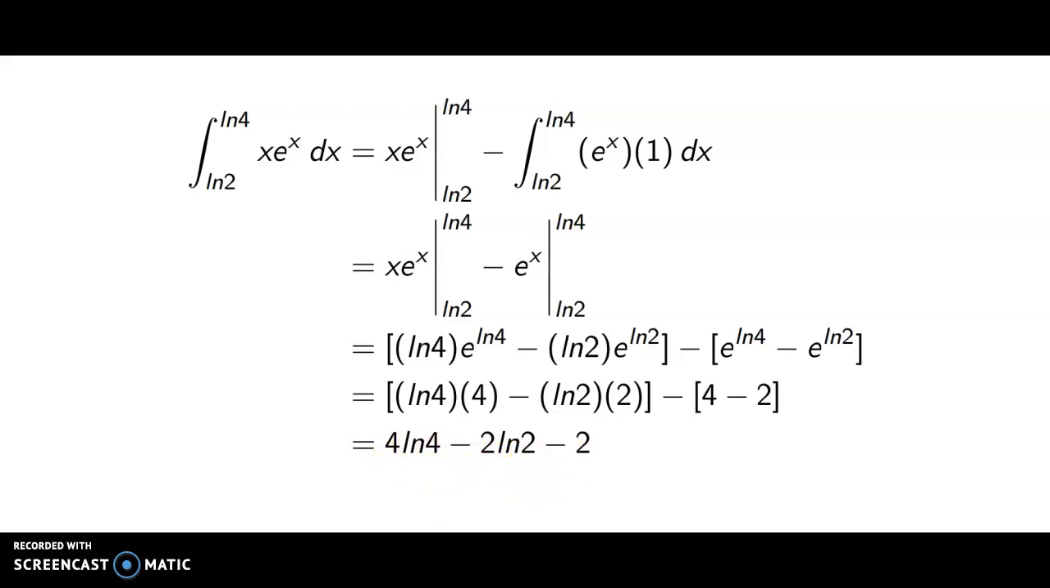If we want, we can play with the logs a little to make this formula prettier. We can see that this is 4 log 4, then we can change it to log 4 to the 4, and this we can change to log 2 to the 2, and you calculate, and you can get log 64 minus 2.